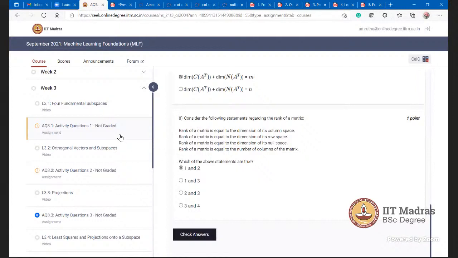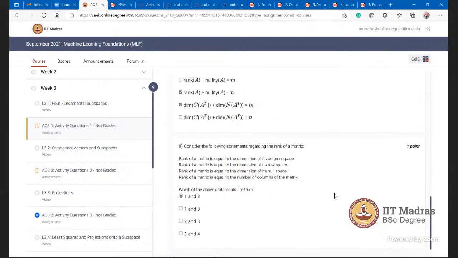Okay. So in this four fundamental subspaces activity, do you have any questions? No, ma'am? Okay. Yes. If you have any questions, you can ask.